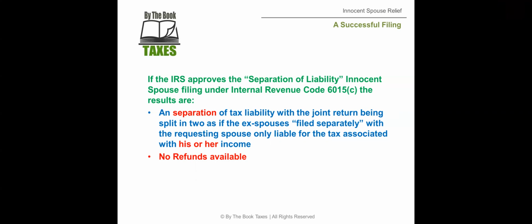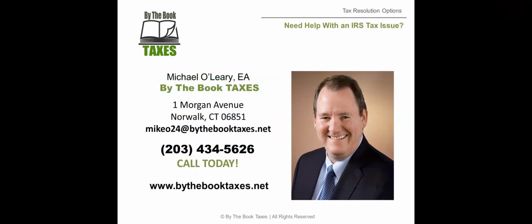So now each spouse will only be liable for the tax on their income as if they filed a married filing separate return. The other difference between this and traditional, no refunds are available. So you get the reduced liability, only liable for the tax on your income based on married filing separate, but no refunds available.